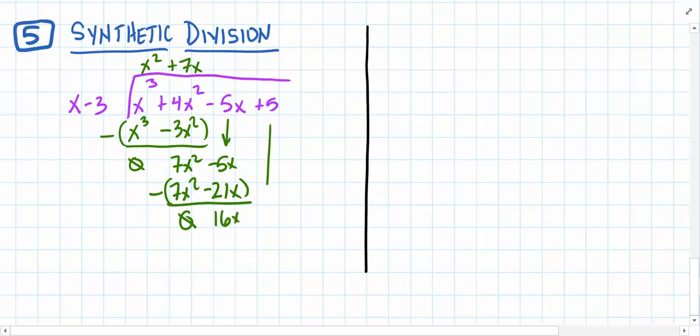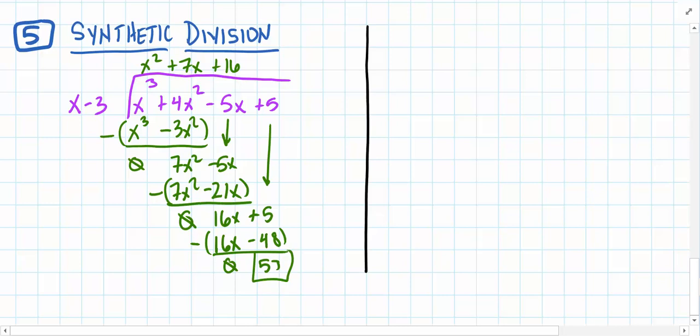X goes into 16x, a positive 16 times. That would give me 16x. 16 times negative 3 is negative 48. Did that right? Yeah. And then I would subtract, and I get nothing by design, 5, so I get 53 would be my remainder. Okay? We just did that, and that's all good, right?